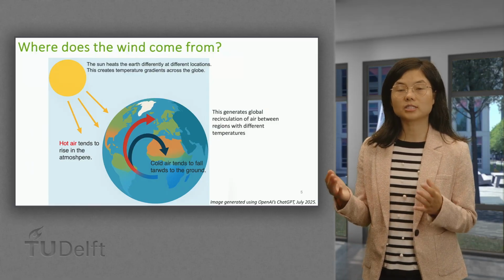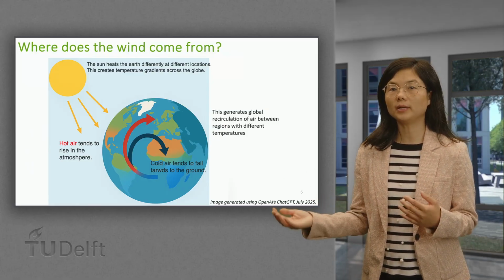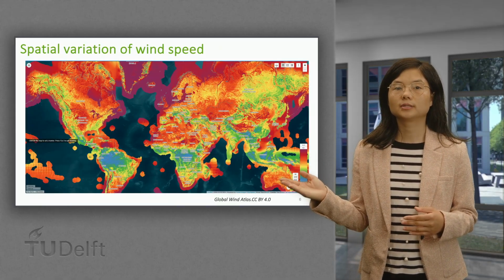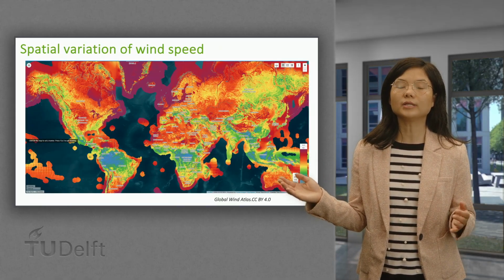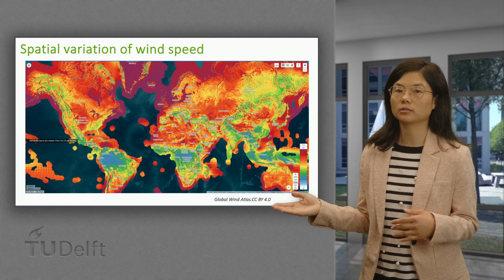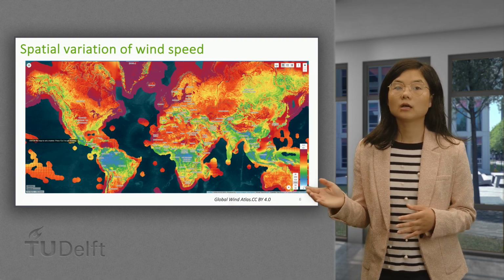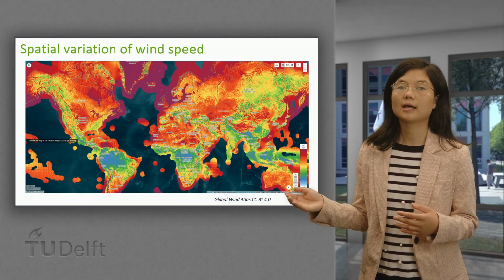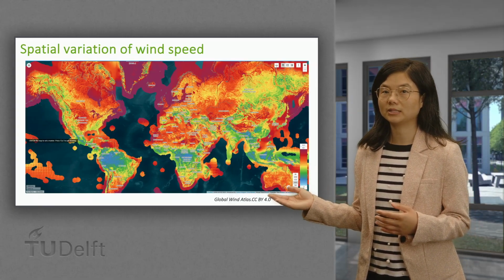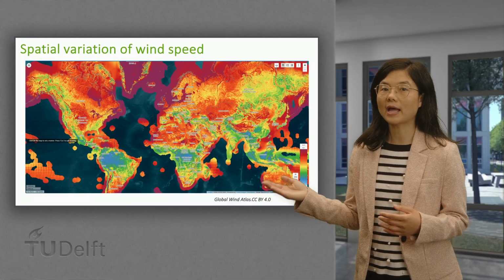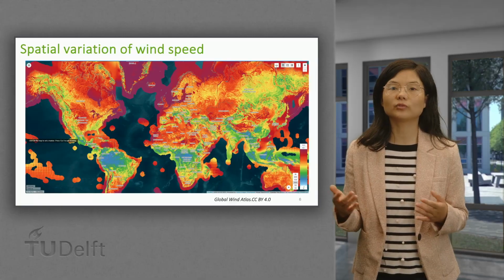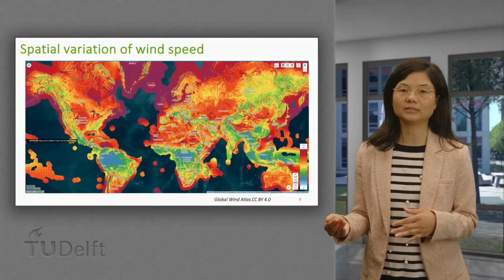Then, what's the distribution of wind globally? This wind speed map illustrates the global distribution of wind resources at 100 meters. We can see that coastal and mountainous regions typically experience higher mean wind speeds, roughly 7 to 9 meters per second, making them prime locations for wind energy development.